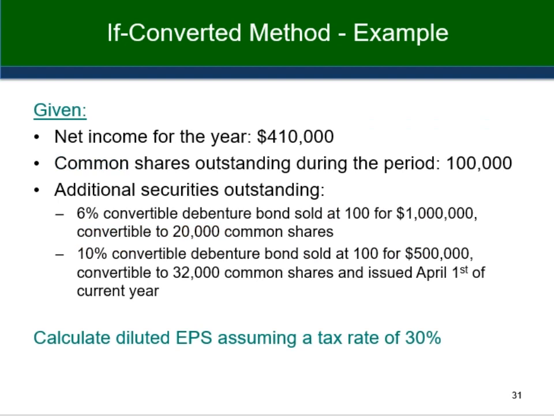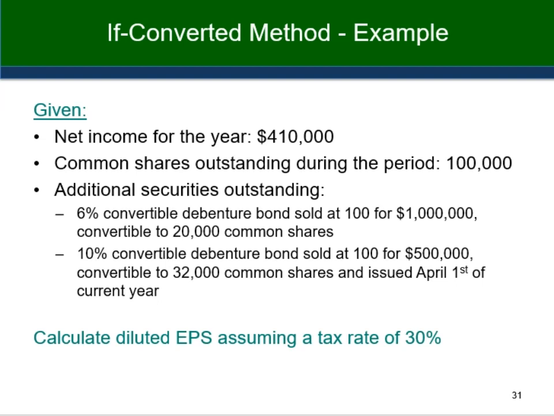So an example, net income for the year, $410,000. Common shares outstanding, 100,000. Additional securities outstanding, there's a 6% convertible debenture bond sold at 100 for $1 million, so it's sold at par. It's convertible to 20,000 common shares. There's a 10% convertible debenture bond sold at 100 for $500,000, and it's convertible to 32,000 common shares. 10% of the 500,000 is a nice $50,000 number.